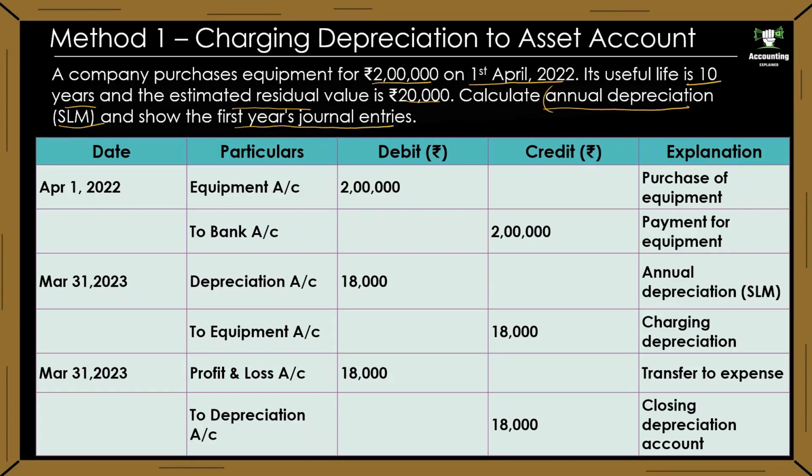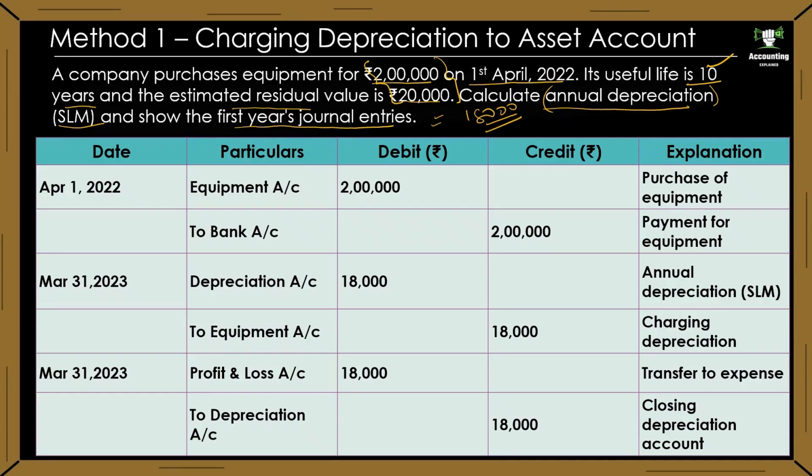So first we have to find out the annual depreciation. You know how to calculate it. I will just tell orally. We have done that part previously. Refer to that part. So the depreciation will be cost minus residual value, that is 2 lakhs minus 20,000 divided by 10. That is 1,80,000 divided by 10, which is 18,000 will be the depreciation amount.